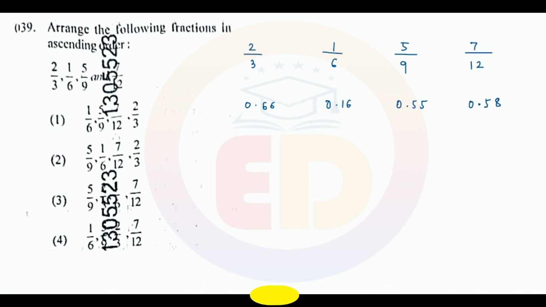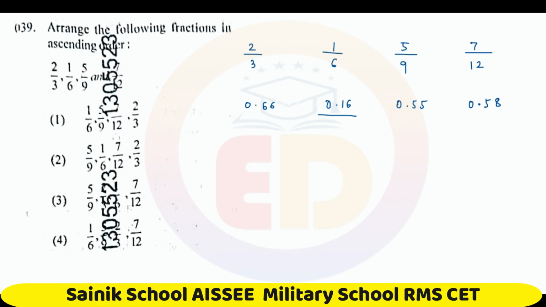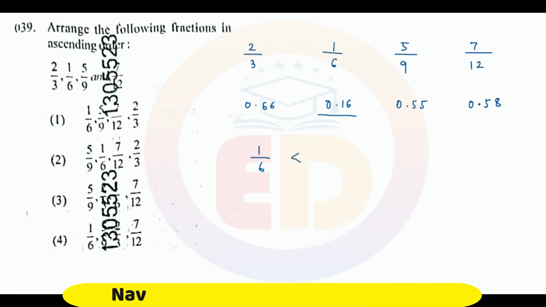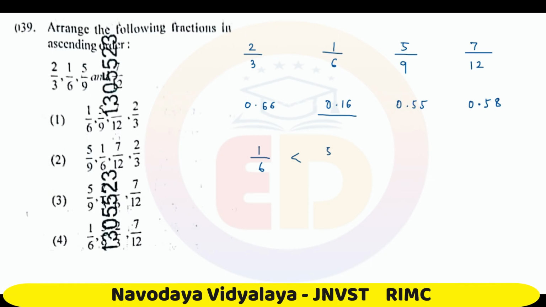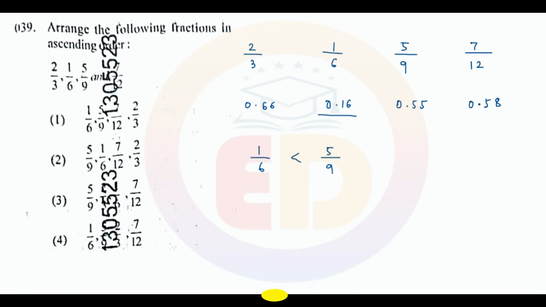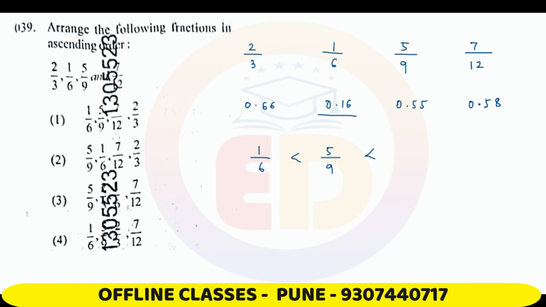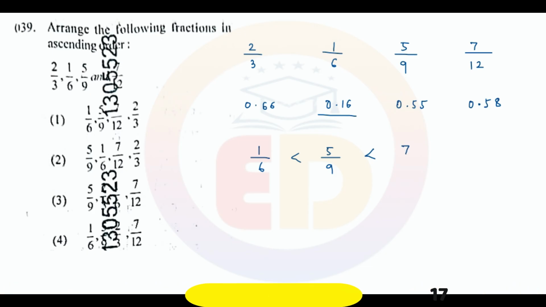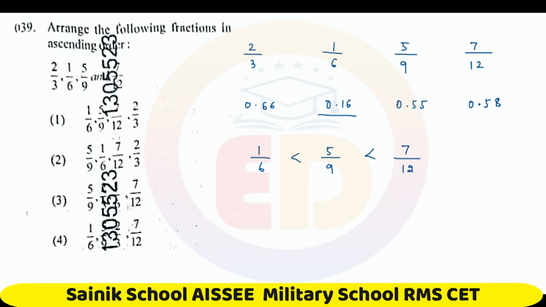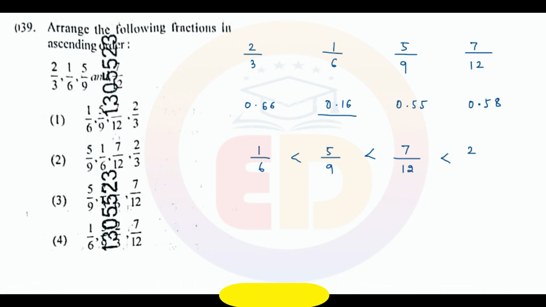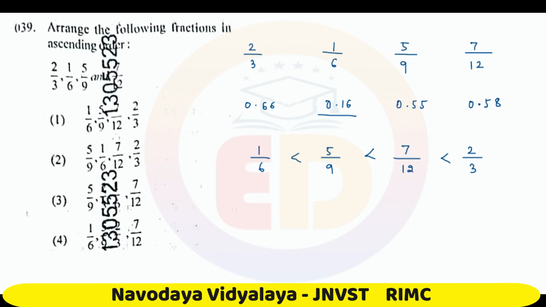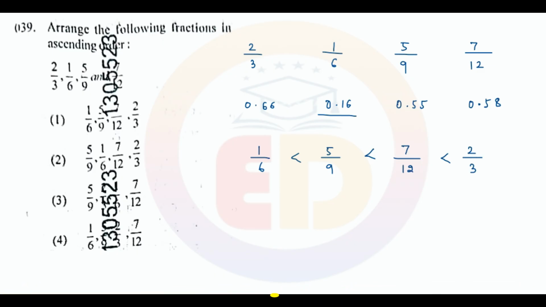So smallest among them is 0.16. Should come the first. Then 0.55, which is 5 by 9. Then comes 0.58, which is 7 by 12. And at last 0.66, which is 2 by 3. Which also gives you the same answer, option number 1.